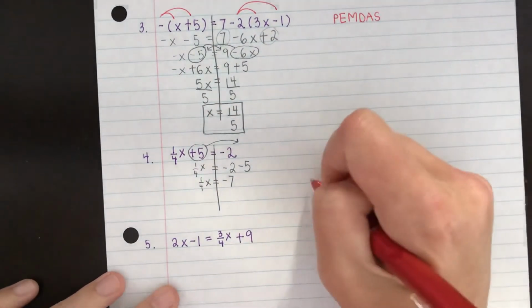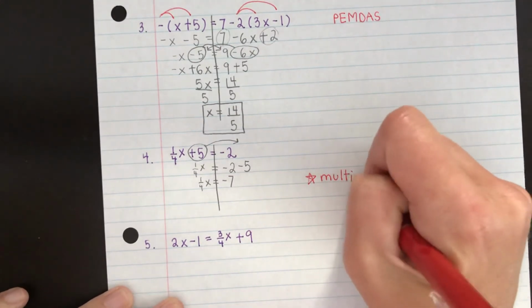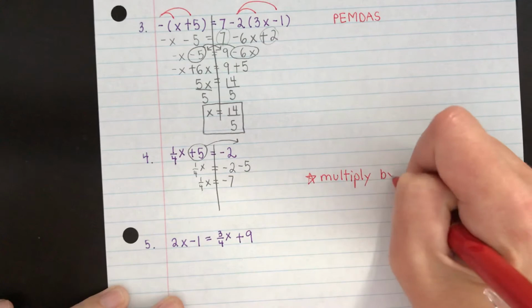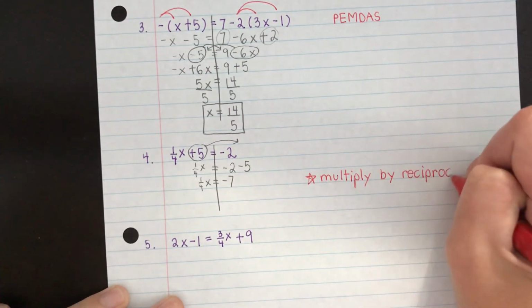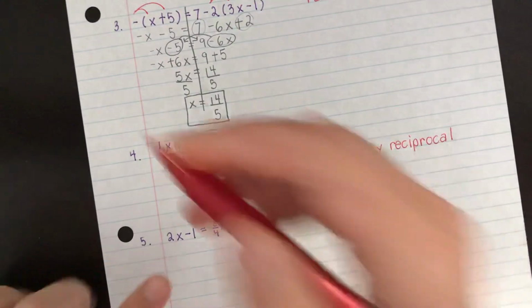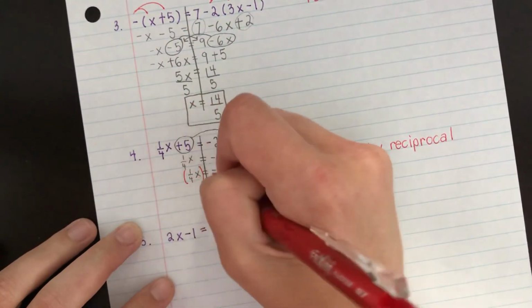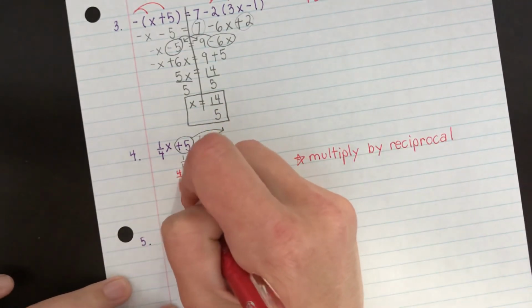And here we need this side note: multiply by the reciprocal. So you've got this fraction, and the easiest way, in my opinion, to get rid of it is to multiply by the reciprocal, because remember, we want x isolated. So the reciprocal of 1/4 is 4 over 1.